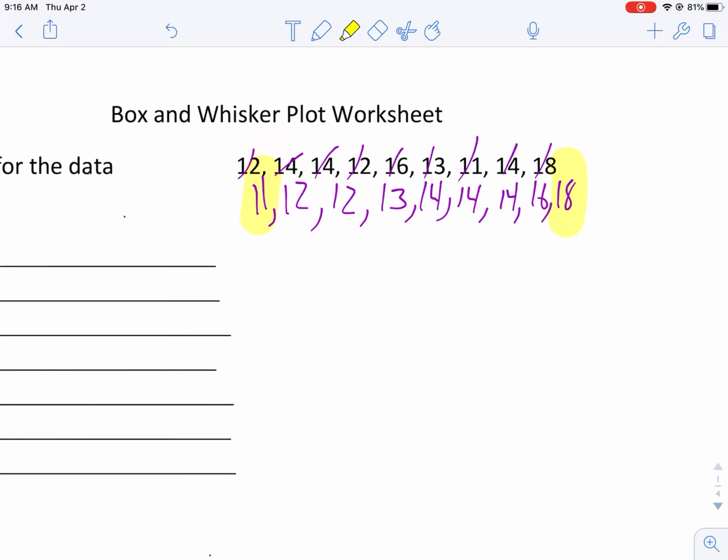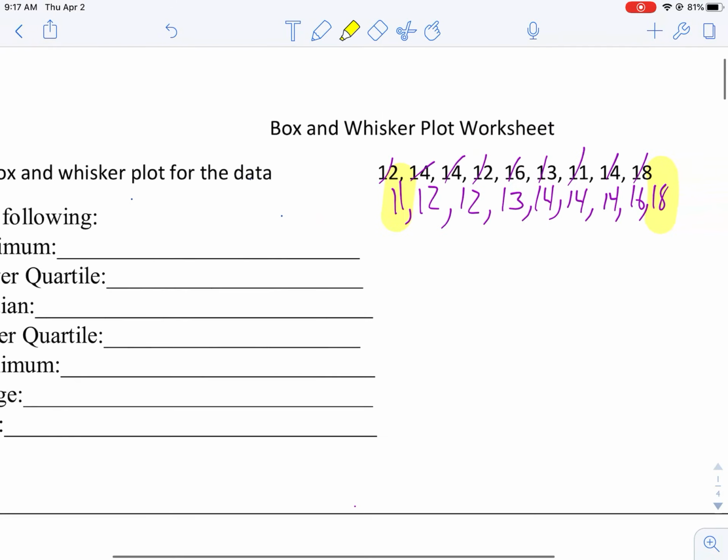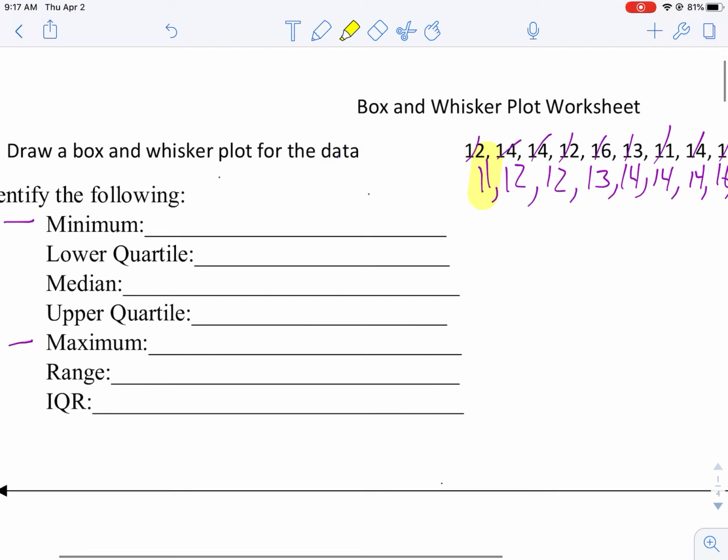So those are our highs and lows. So the minimum and the maximum require no math. The minimum is 11. The maximum is 18. Okay? Now, what that lends us to do is now I can find the range. Now, notice this, not all this information is in the order that we solve it. The information is in the order that it would be shown on a graph. So that's why it's written out this way.